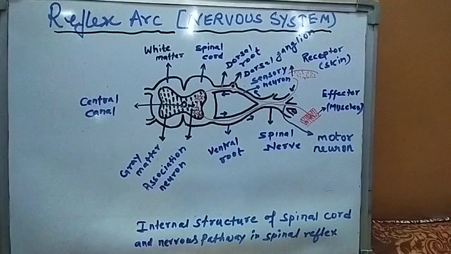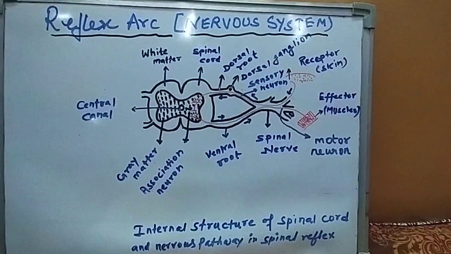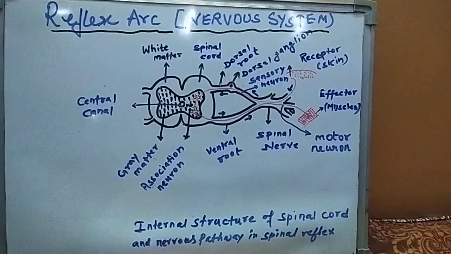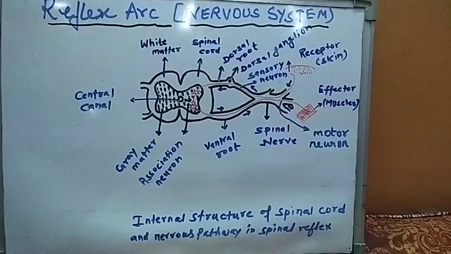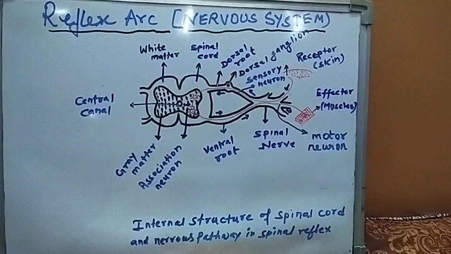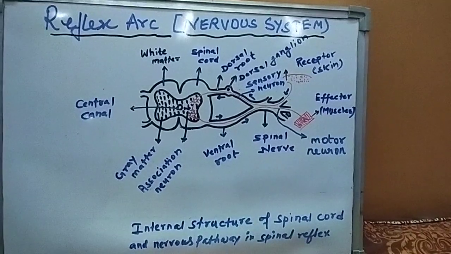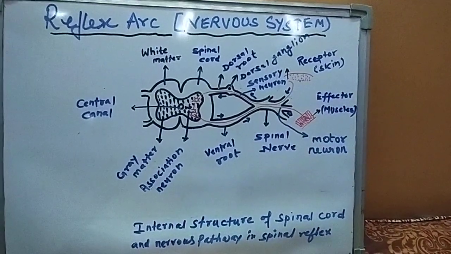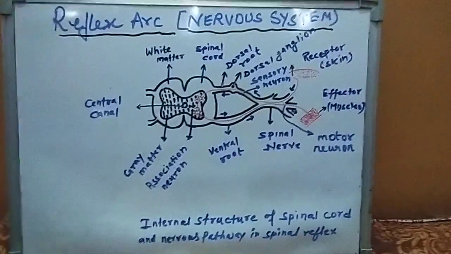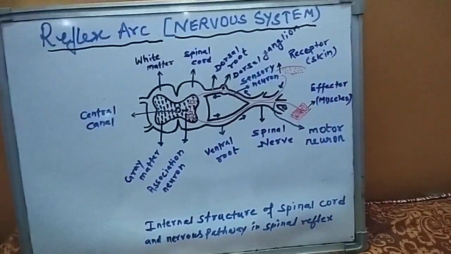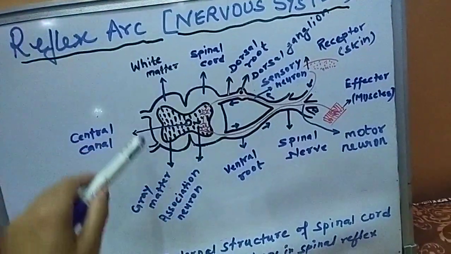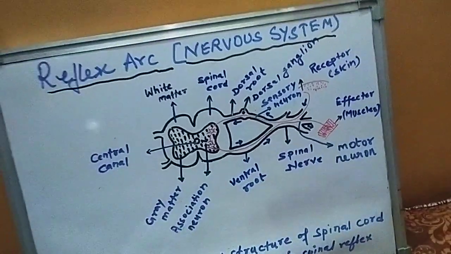Today in the chapter of nervous system, we will be studying the diagrammatic representation of reflex arc and the internal structure of spinal cord. Now we have already come to know that spinal cord is a part of the central nervous system, and this is the structure of the cross section of the spinal cord. So we need to know about it.